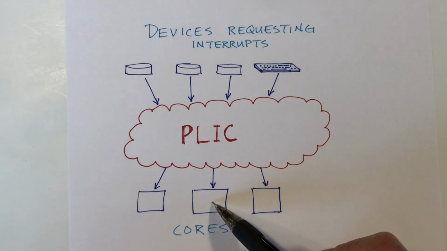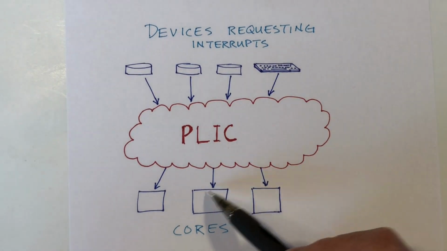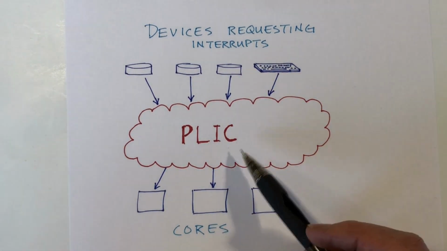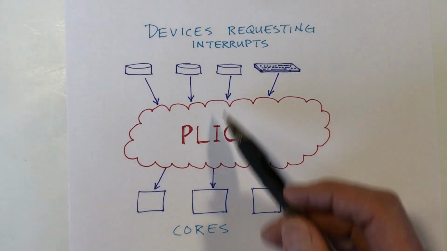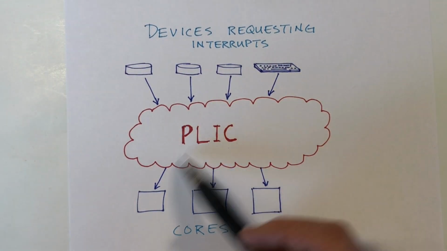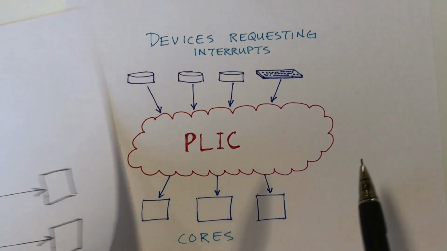The interrupt is routed to one of the cores. That causes a trap. Whatever the core is doing will be suspended, and that core will then run an interrupt handler, which is some code that will talk directly to the device. So it will go around the PLIC. And so the question is, how does the PLIC route the individual interrupts to the various cores?